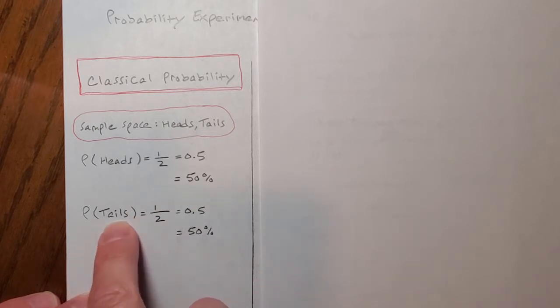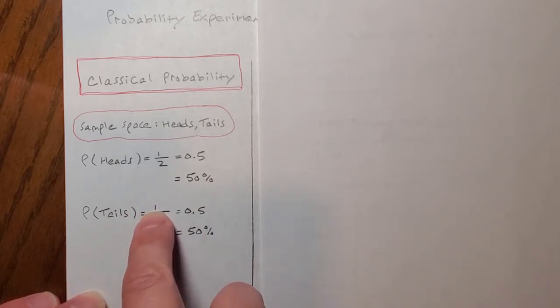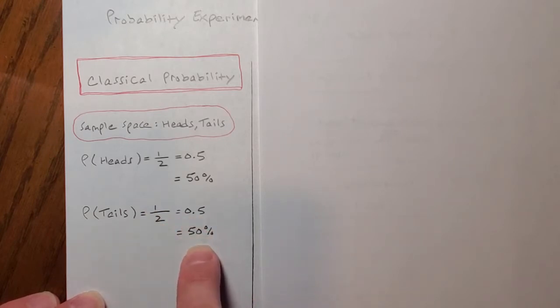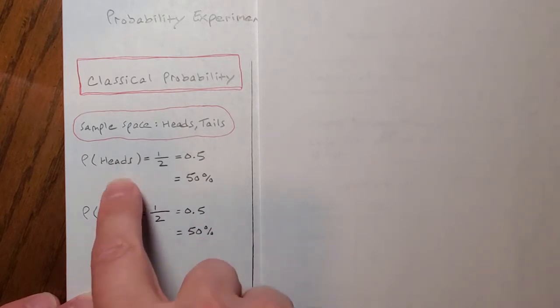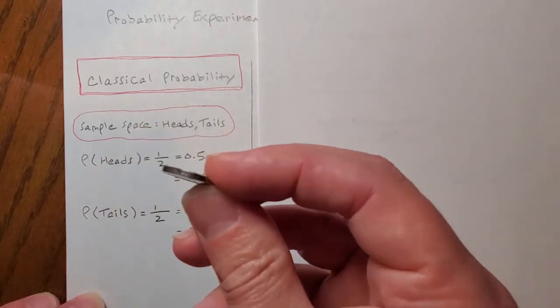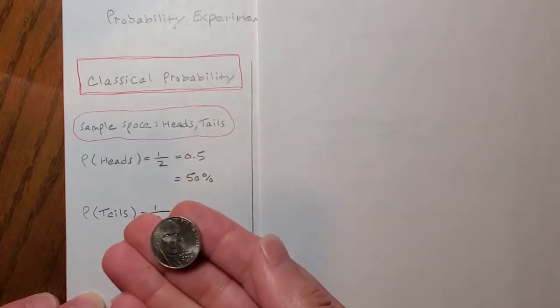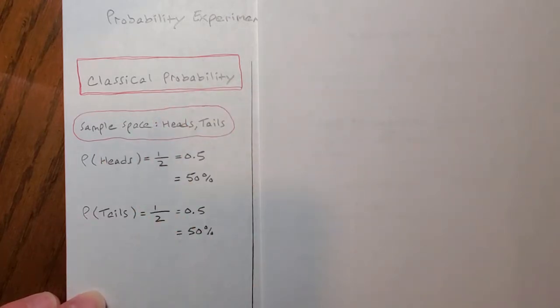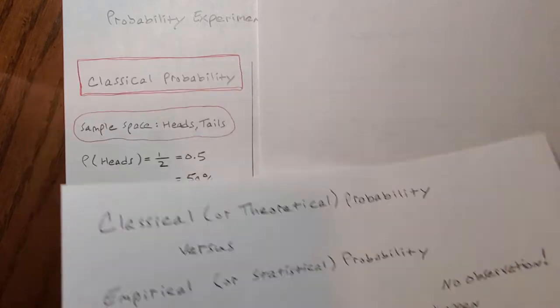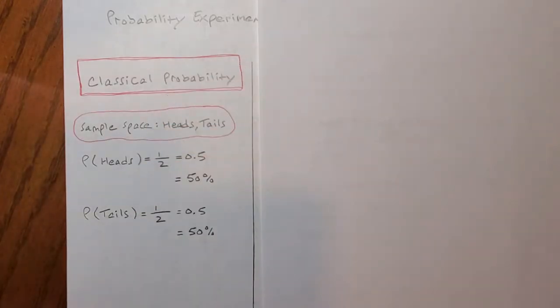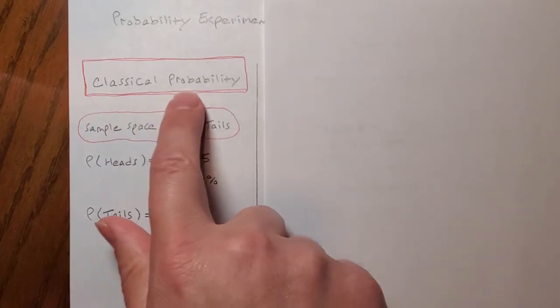And the probability of tails is also 1 out of 2. There's one way to flip tails over 2 total possibilities. As a decimal, 0.5; as a percentage, 50%. Now, I do all this, I conceive of the sample space, and I calculate the probabilities of various outcomes without ever flipping the coin. We know how it's going to work out. In theory, maybe you see why it's called classical or theoretical probability. It's just in your mind. So that's classical probability.